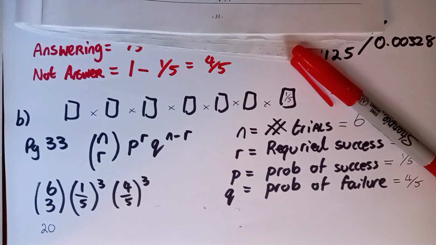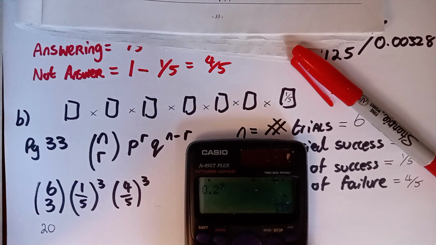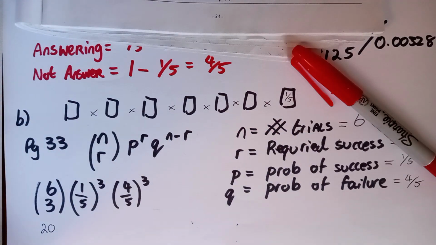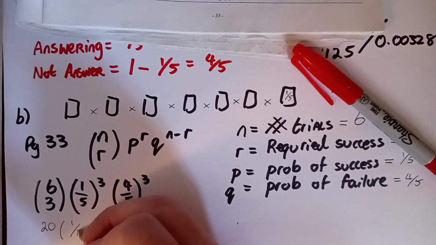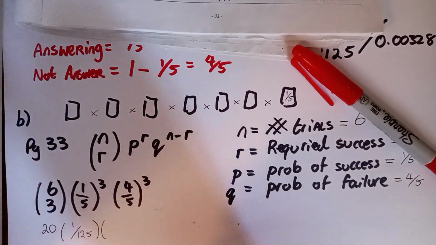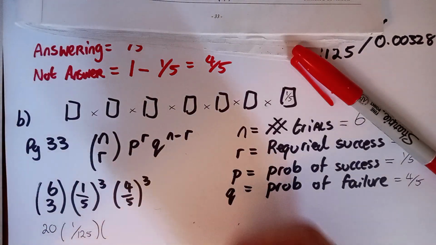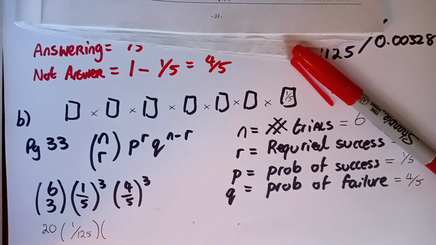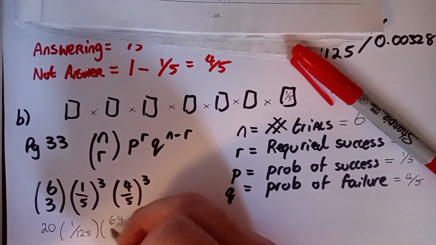We're then going to have 0.2 to the power of 3 in my calculator. 0.2 to the power of 3 is 1 over 125. And then 4/5 or 0.8 to the power of 3. You can type in the fraction to the power of 3, it's just easier sometimes to type in the decimal, it's a bit quicker. That is 64 over 125.